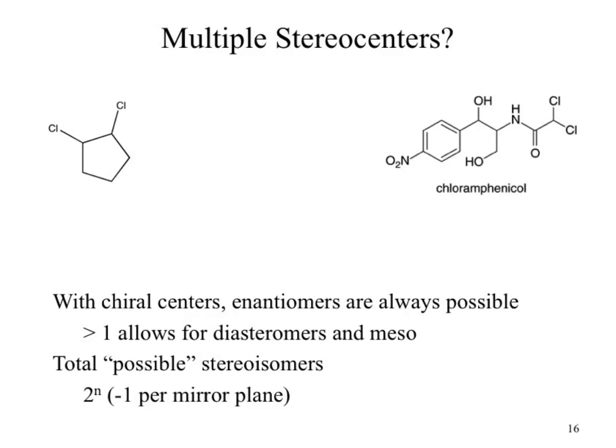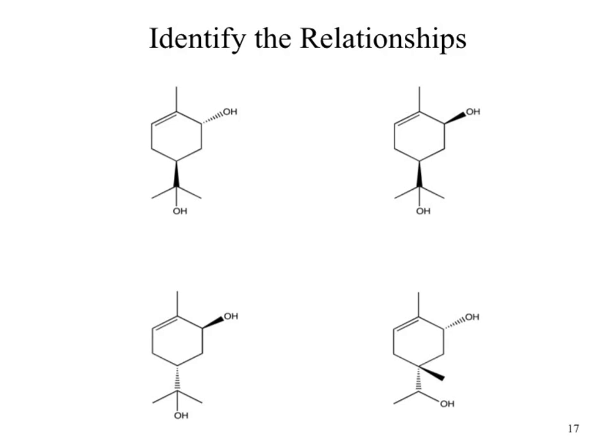So our multiple stereocenters, we talked through this slide. Were there questions on this one? We looked at the relationships for all the possible isomers for our dichlorocyclopentane. We looked at the possible stereoisomers for chloramphenicol. Okay. Everybody okay with that? Okay. So we'll start right back up with more questions.